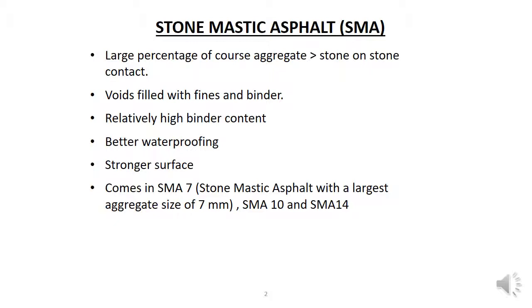Stone mastic asphalt comes in several different mixes, which are designated by SMA, followed by the coarse aggregate maximum particle size. For example, SMA 14 is a stone mastic asphalt with aggregates up to 14 mm in size. You can also get SMA 7, maximum size 7 mm, and SMA 19, maximum size 19 mm.